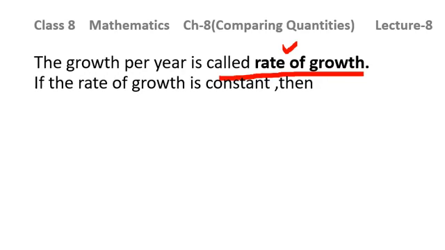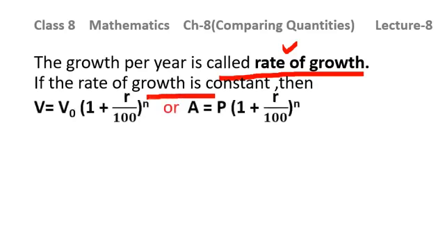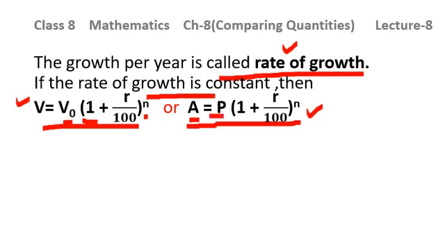If this rate of growth is constant, then V is equal to V naught into (1 plus R over 100) raised to the power n. If we are supposed to find out the rate of growth, then we need to use this formula. V is equal to V naught (1 plus R over 100) raised to the power n, or you can use this formula also. We have used this formula for compound interest. You can write this formula in terms of amount and principal, or you can use V and V naught also.